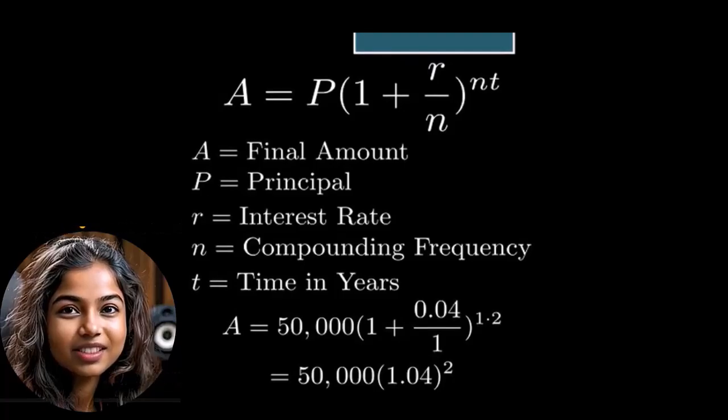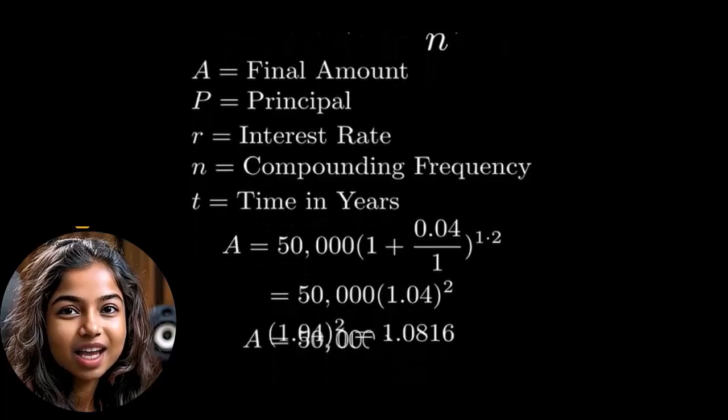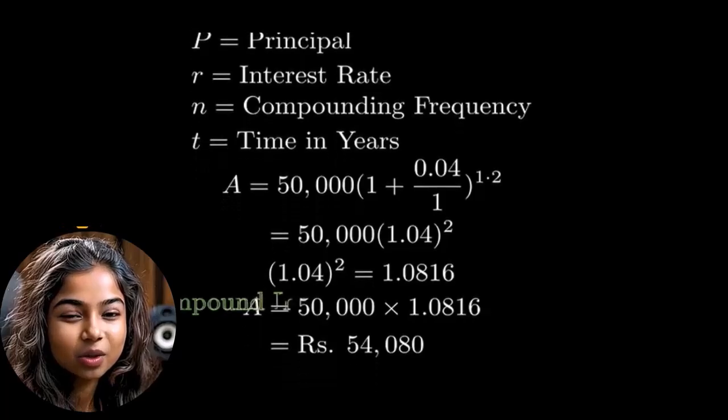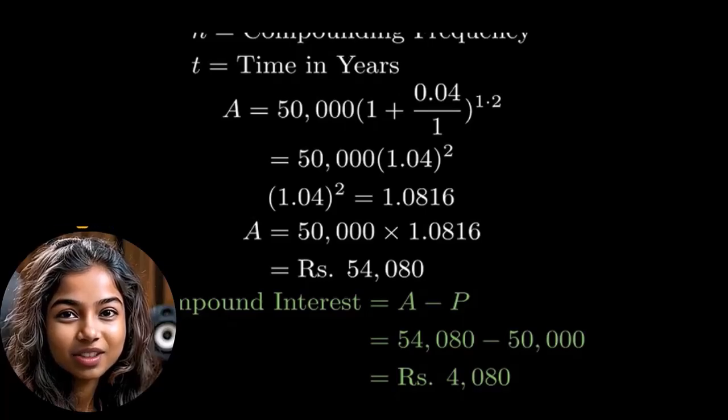Now, let's solve this step by step. First, 1.04 squared equals 1.0816. Multiplying this by 50,000 gives us 54,080 rupees as our final amount. To find the compound interest, we subtract the initial principal from the final amount. 54,080 minus 50,000 equals 4,080 rupees. Therefore, option B, 4,080 rupees, is the correct answer.